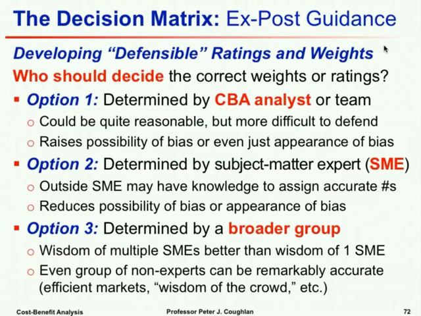Impact on the environment or impact on the community or whatever, and they may have the knowledge necessary to assign accurate numbers more so than the team, right? And it sort of reduces the appearance of bias or the possibility of bias. The third option is determined by a broader group, right? The idea is the wisdom of the crowd, sort of, even to have multiple subject matter experts, better than the one. Or even a group of non-experts can be pretty accurate.